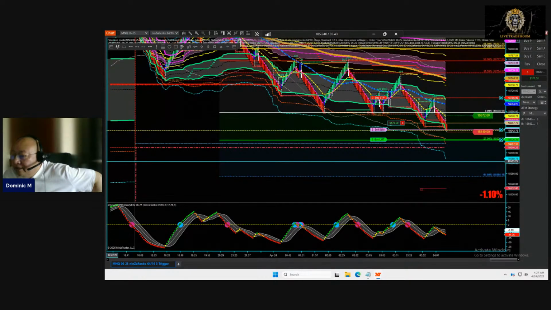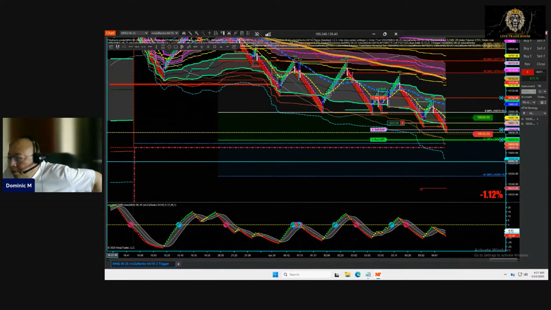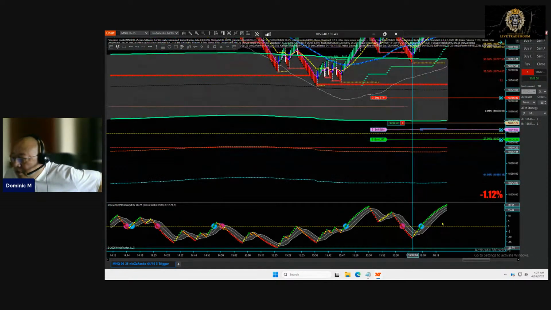See, it didn't fill my extension there, but most likely it's going to come back and fill it. Well, hopefully it does. If not, I'll just manually do it. Look at this. It didn't fill my order. So what I'm going to do, we see the momentum increasing here. What I'm going to try to do here. Oops.